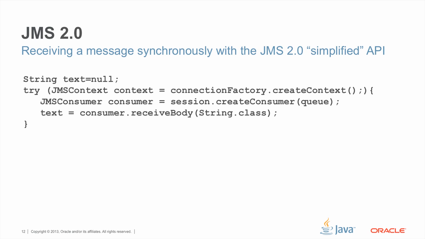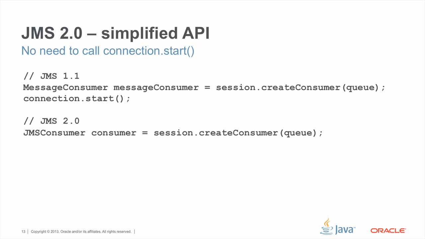But let's look at some aspects particular to receiving a message. In the classic API, if you want to receive a message, you need to create a message consumer object, and then call connection.start to start delivery of messages to the connection. In the simplified API, you need to create a JMS consumer object. Now, this is quite similar to the message consumer object, but the difference is that you don't need to call start. The delivery of messages will begin automatically. That saves you one line of code every time.